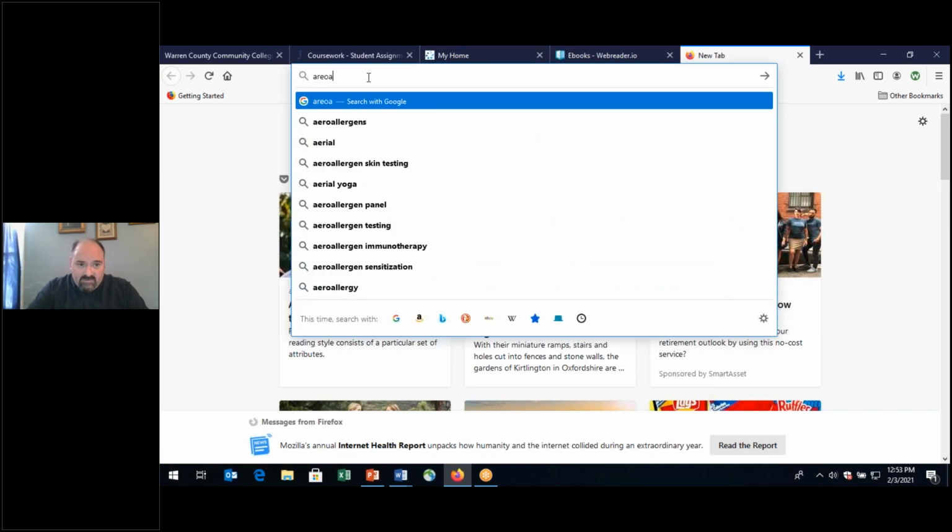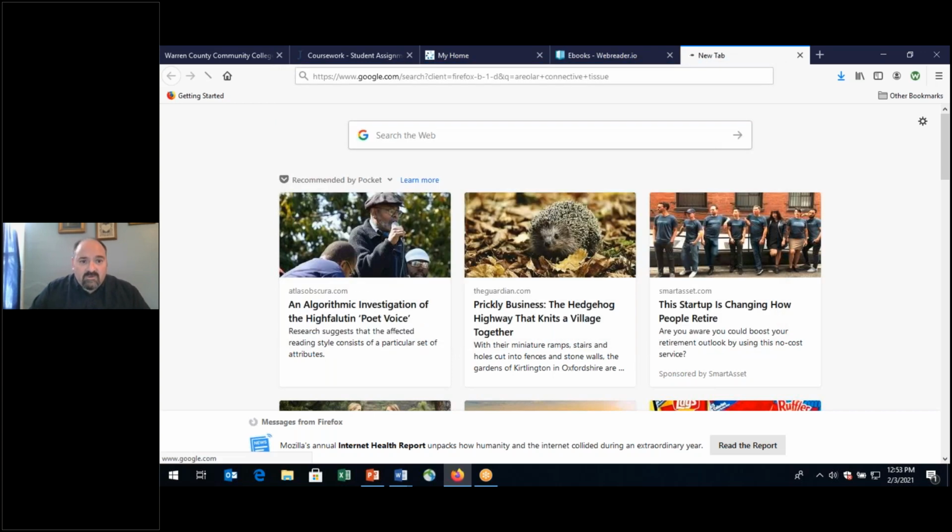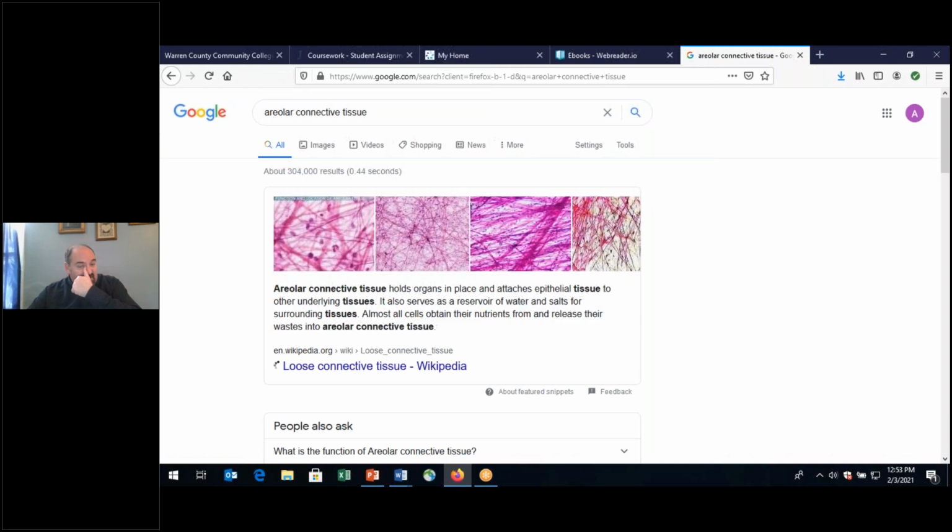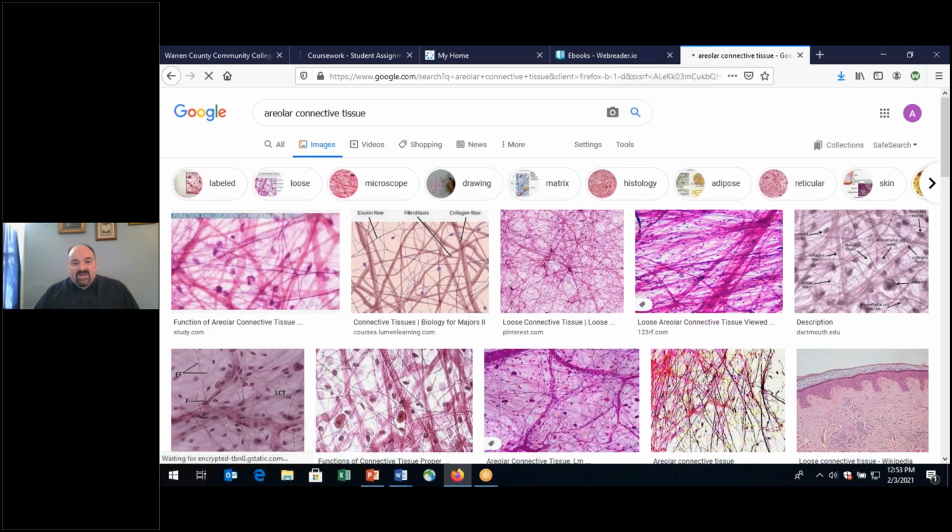Areolar. Yeah, areolar connective tissue. This is like the packing tissue of the human body, and it helps to keep all the organs in proper place and placement. I know you could kind of think that the organs of the body are kind of sloshing around throughout, but it's not really doing that. They're really tightly packed and connected.